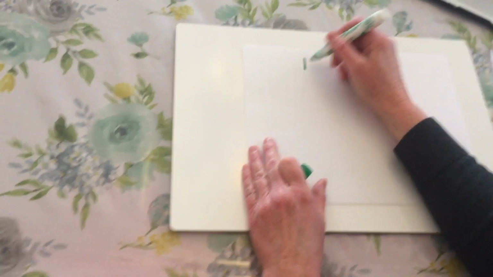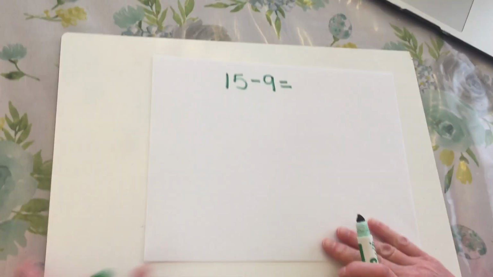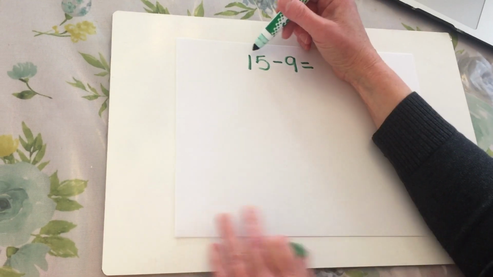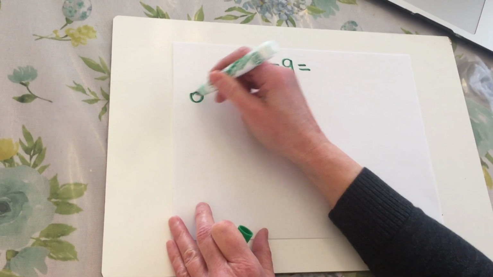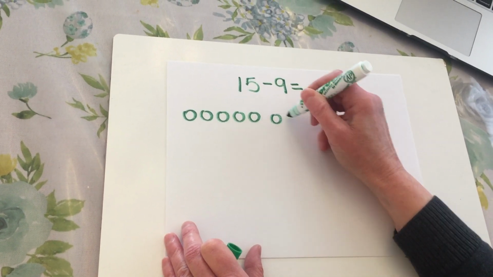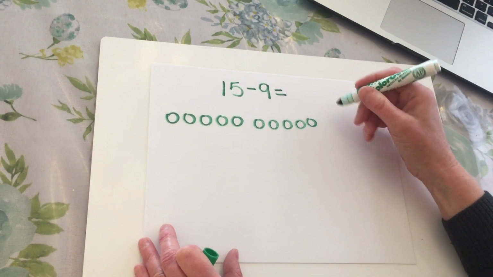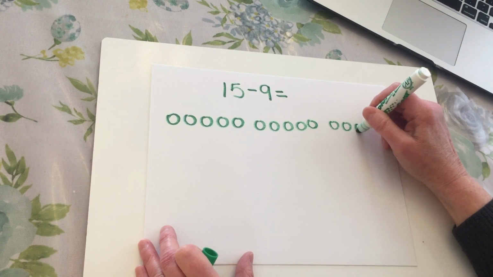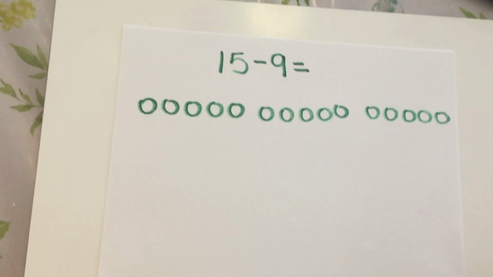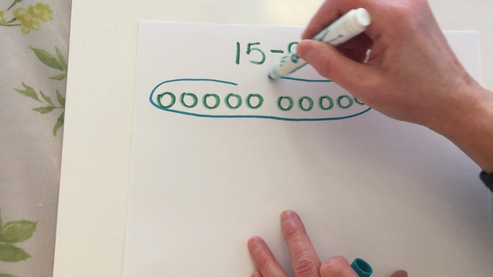If we have 15 minus 9, the Eureka Way math, I'm going to show you a picture in groups of 5. So let's make our 15 first. 1, 2, 3, 4, 5. 1, 2, 3, 4, 5, because 2 groups of 5 is 10. 11, 12, 13, 14, 15. So there is our 15. This is our group of 10, just like a 10 frame.